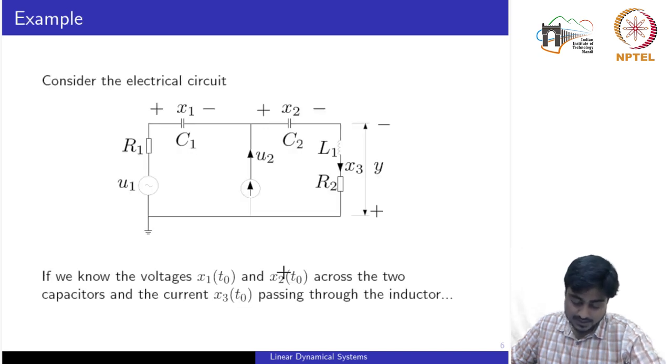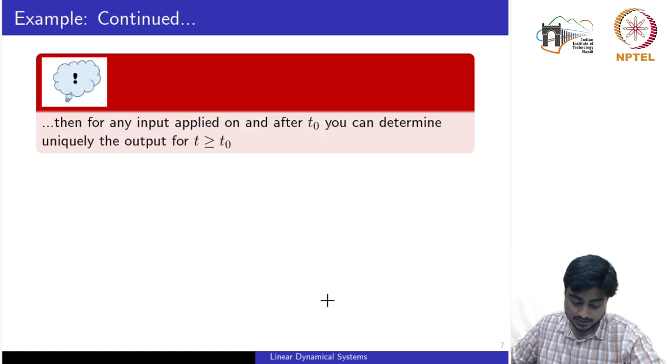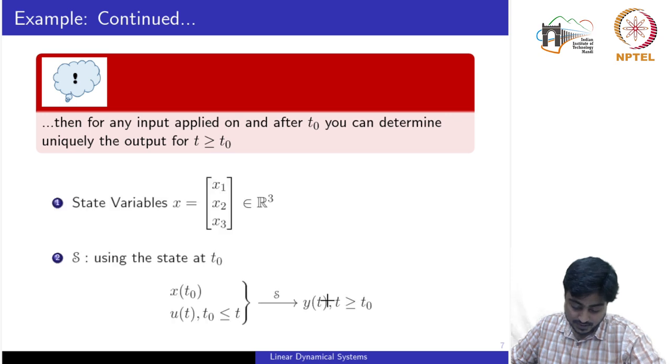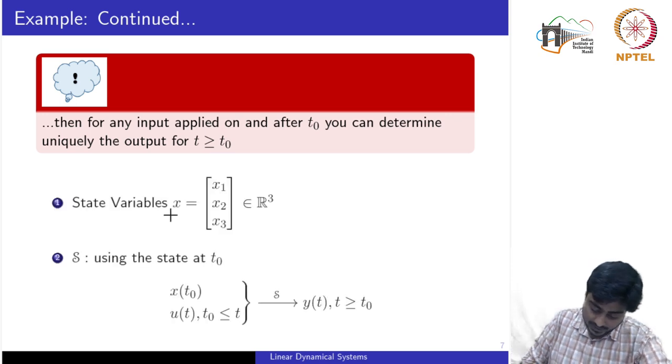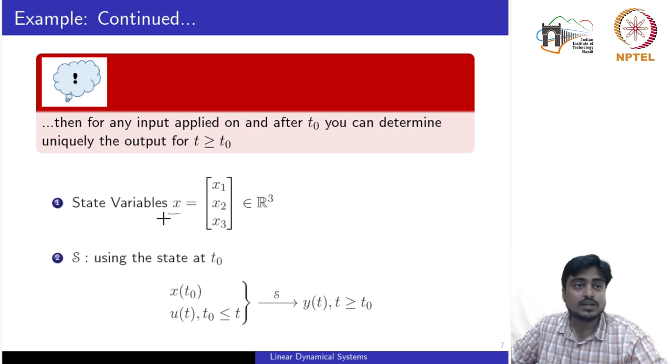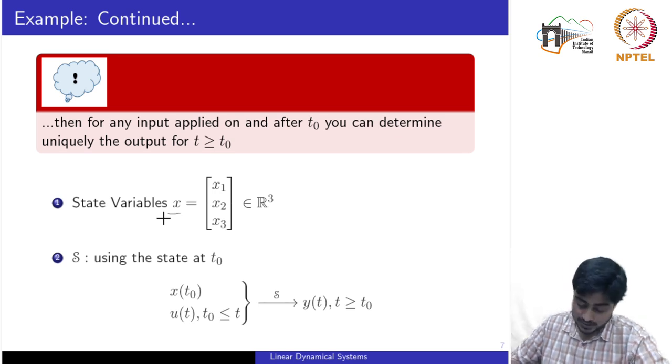Say, for example, consider this electrical circuit. Now if we know the voltages x1 of t naught and x2 of t naught across the two capacitors and the current x3 of t naught passing through the inductor, then for any input applied on and after t naught, we can determine uniquely the output for t greater than or equal to t naught. So if we have three states in the previous example, we define a state variable as a vector of three state variables x1, x2, x3, and this x is basically of dimension 3.